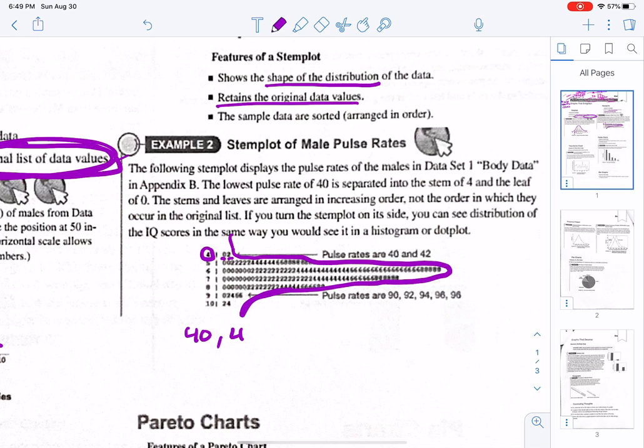My second data value would be 42. Okay, then I have 2 50s. The next one is 52, etc. And I would just keep listing those on out. So those original data values are kept intact. The sample data are sorted, so they are arranged in order.